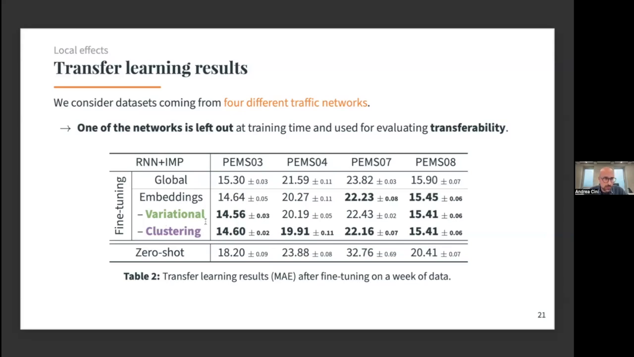In particular, variational and clustering are two types of regularizations that we studied in the paper. And this shows that if you regularize this embedding space, you can get even better performance.